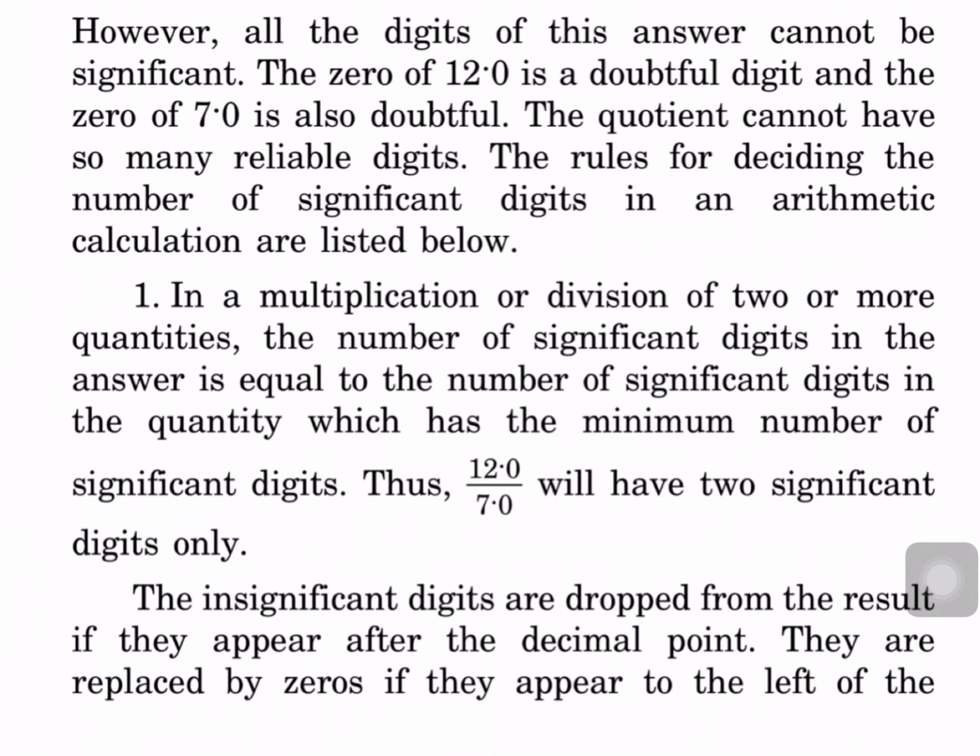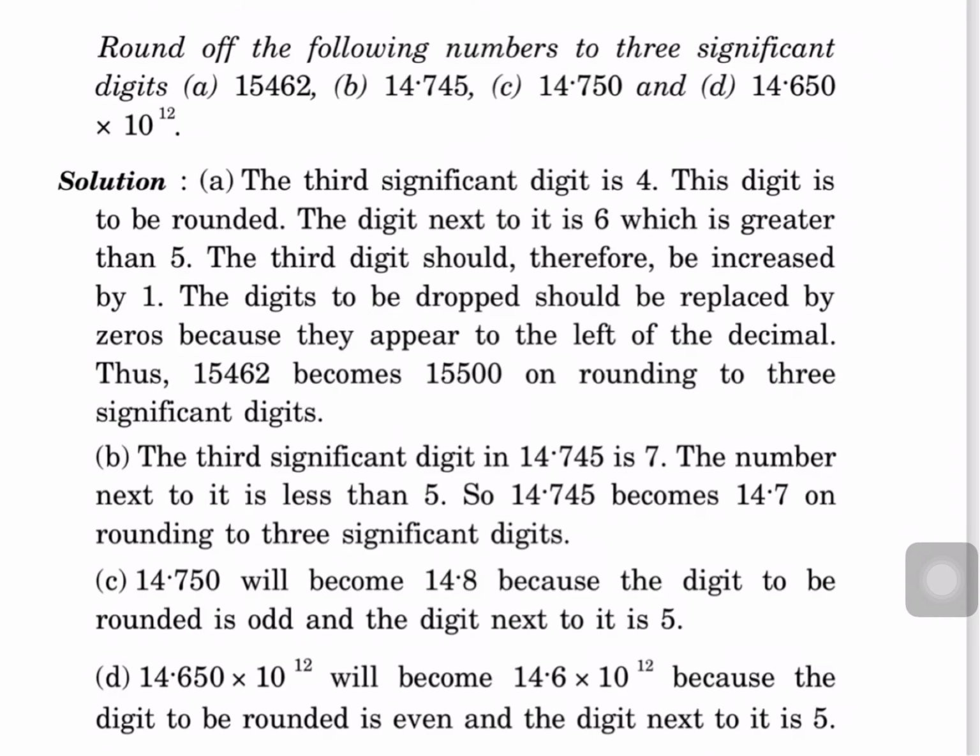in multiplication and division, there are two or more quantities. The number of significant digits in the answer is equal to the number of significant digits in the quantity which has the minimum number. For example, 12.0 has 3 significant figures, 7.0 has 2 significant figures. So the answer should be in 2 significant figures. So only the minimum significant figure has to be maintained. For this purpose the rounding off is also familiar. And the solution, they have given the problem, you can see that.